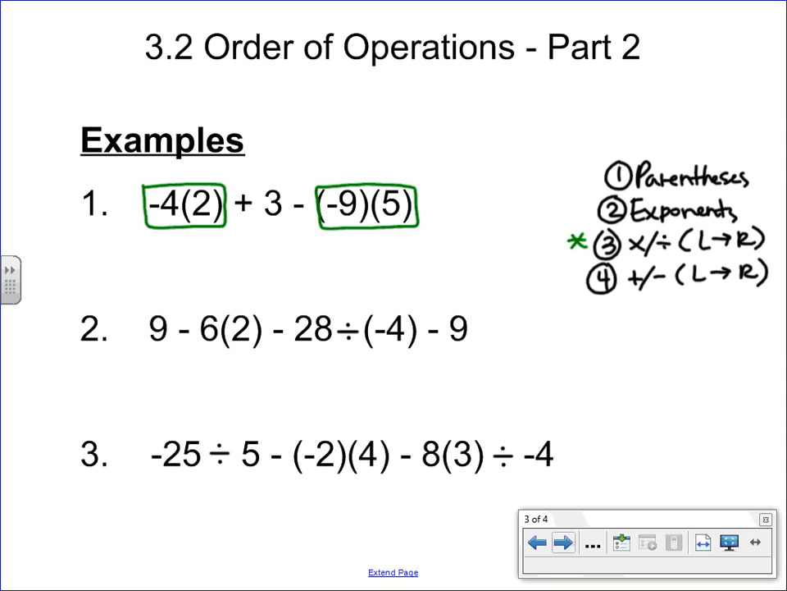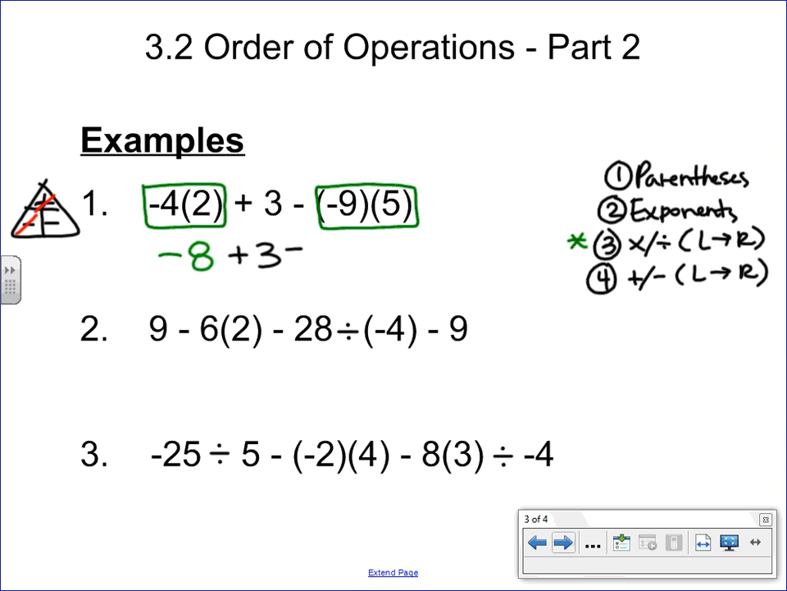So for example 1, the first thing I'm going to calculate is negative 4 times 2. I'm going to draw my triangle up here. That should look familiar. If I'm multiplying a negative and a positive, that means my answer is going to be negative. So I have a negative 8. I'm going to bring down my plus 3 because I'm not going to do anything with that. I'm going to bring down my minus sign.